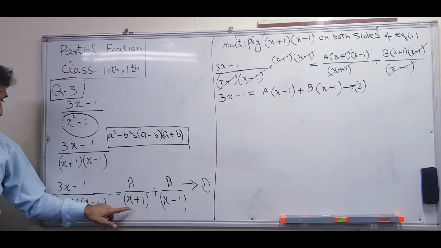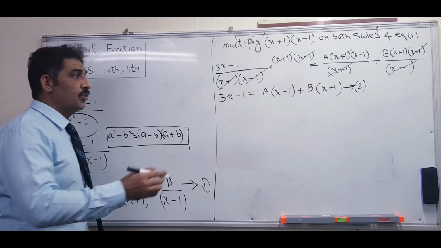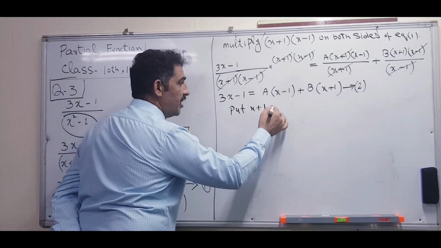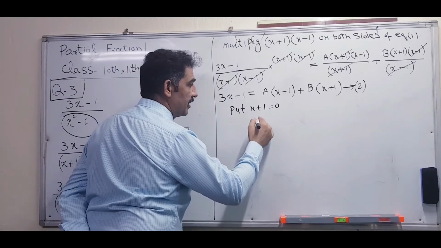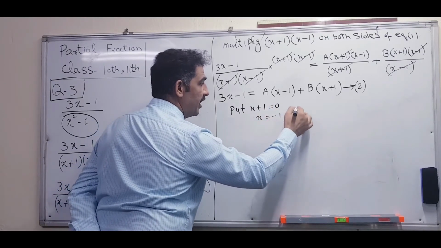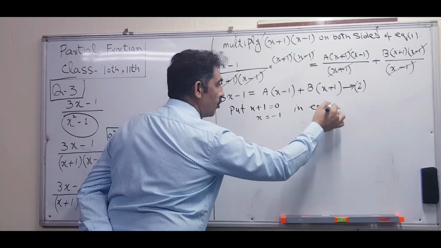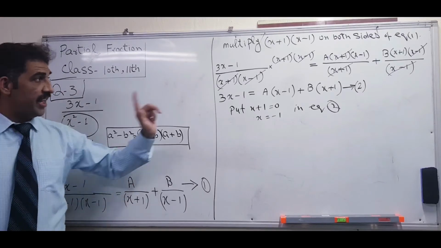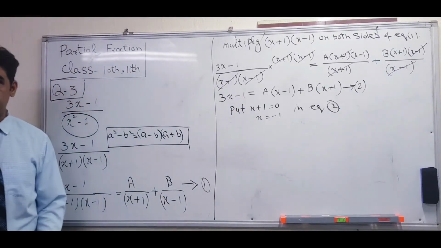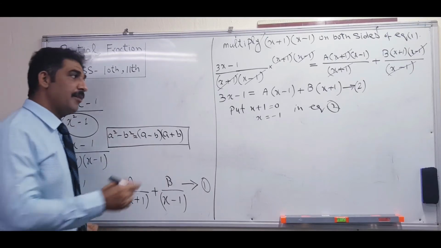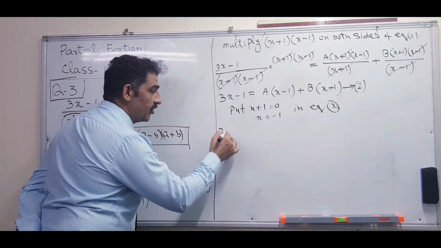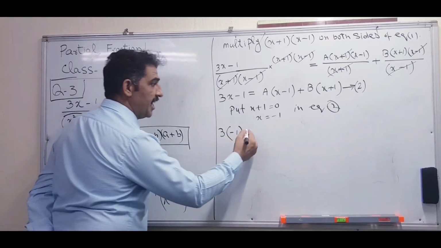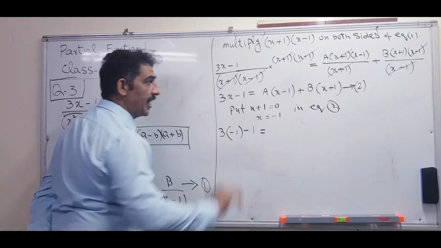So what is here in the denominator? x plus 1. So put x plus 1 equal to 0, or the second step, x is equal to minus 1 in equation 2. So when you put x is equal to minus 1, only the term of a will remain, all other terms will finish. Meaning the left hand side will remain the same. Replace that, 3x replaced by minus 1, and then after that minus 1 again.